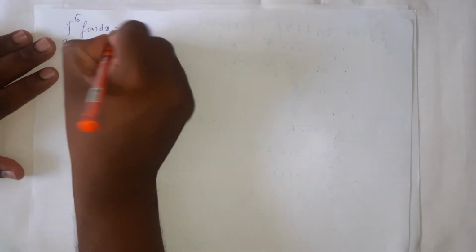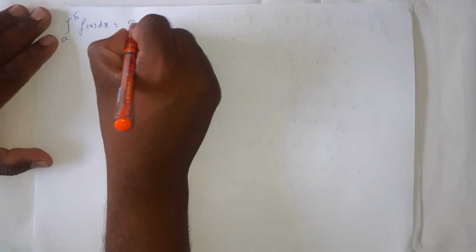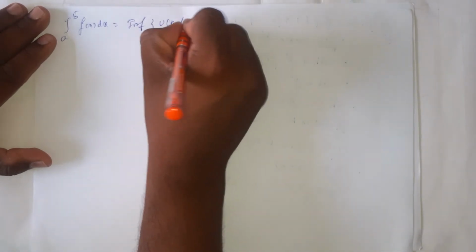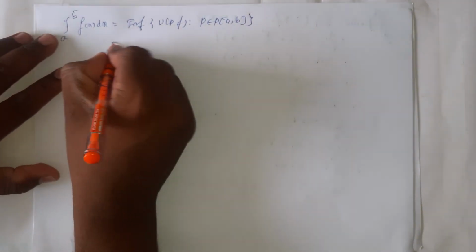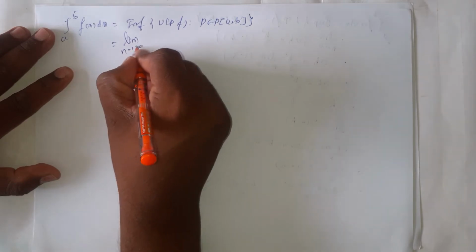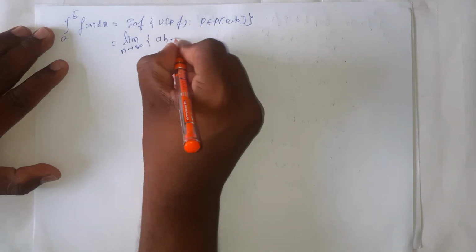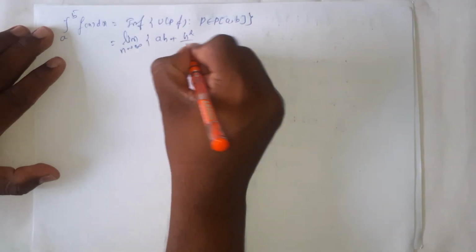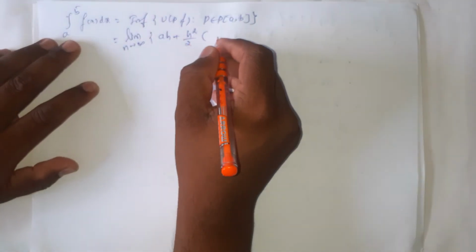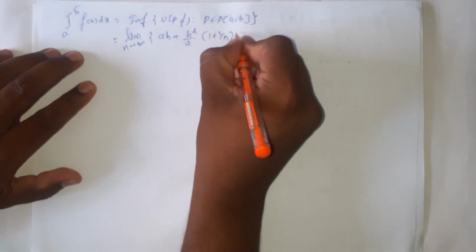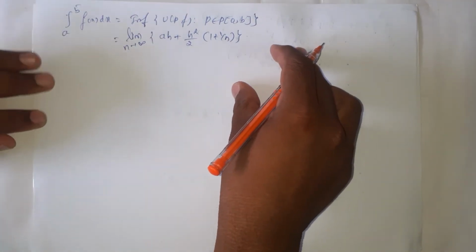Then we need to find the upper Riemann integral, that is the integration over a to b bar f of x dx. So therefore the upper Riemann integral can be defined as the infimum of U(P, f), where P is the partition of the closed interval [a, b]. Now here also applying the limit as n tends to infinity. Here U(P, f) is ah plus h square by 2 into (1 plus 1 by n). So therefore ah plus h square by 2 into (1 plus 1 by n) is the U(P, f).